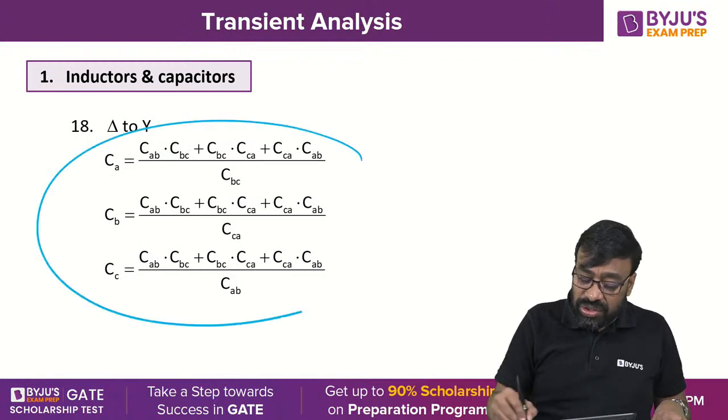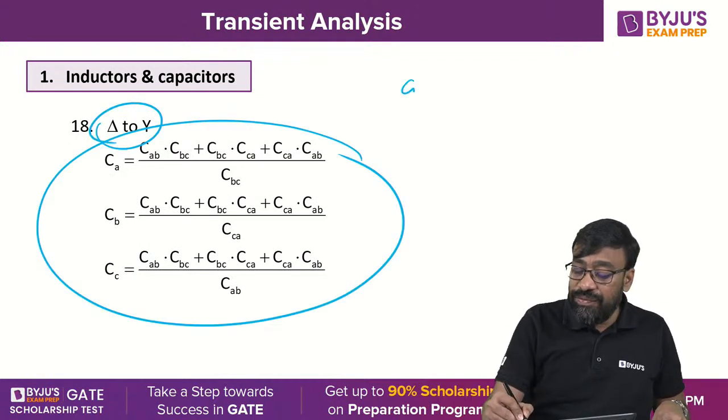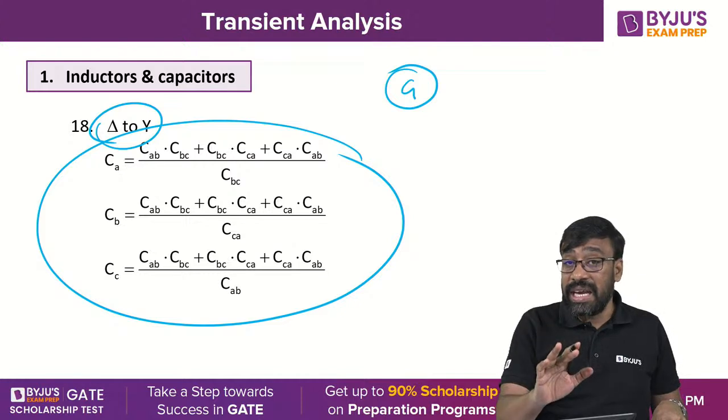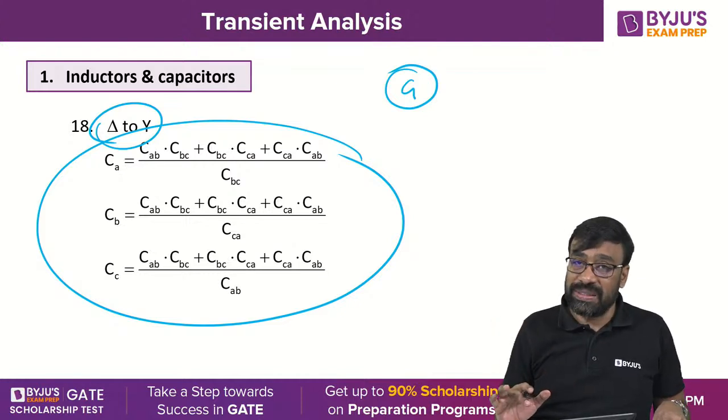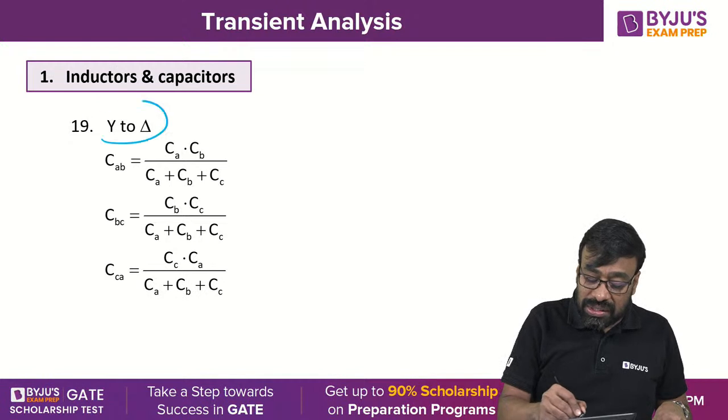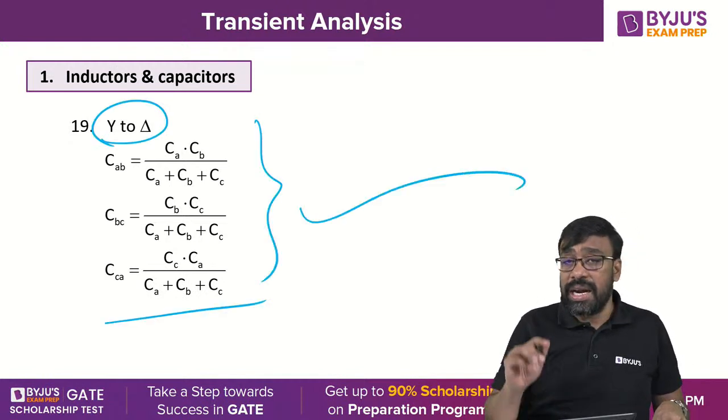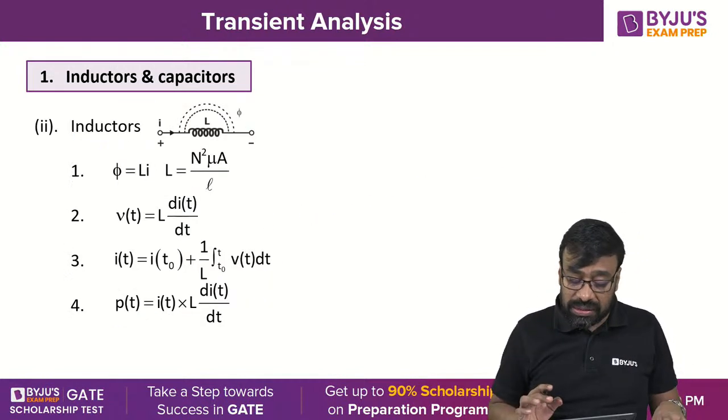Star delta transformation. First I take delta to star. Same formulas as G, yesterday I explained. Please apply them. I don't want to explain anymore here. Delta to star, star to delta, same formulas. Conductance formulas are the same as capacitor formulas.